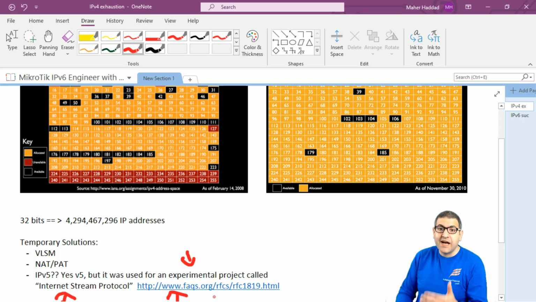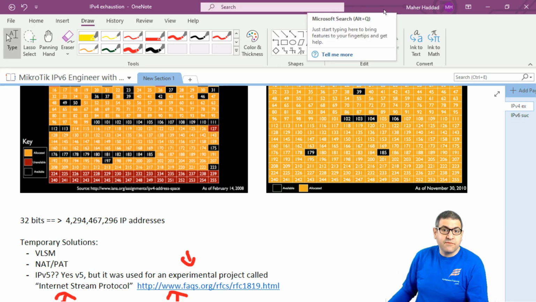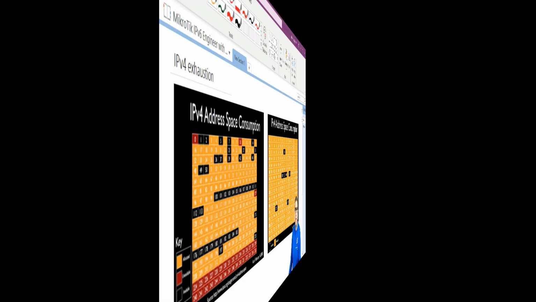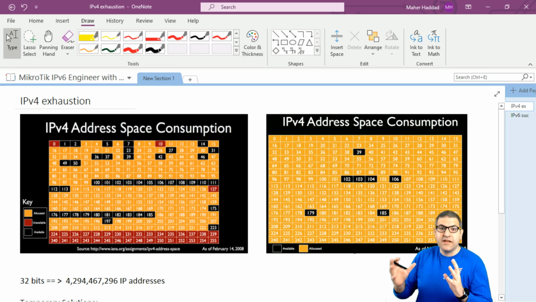So that's why we had IP version 6, because IP version 6 has the same function as IP version 4, which is to provide IPs to the customers to be able to go to the internet. But IP version 5 was not possible for that because it was fully used for a project called Internet Stream Protocol.